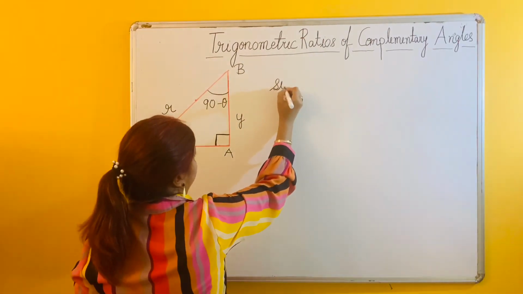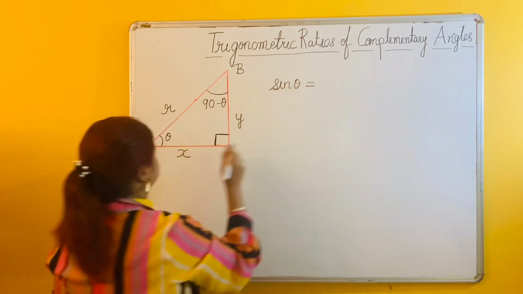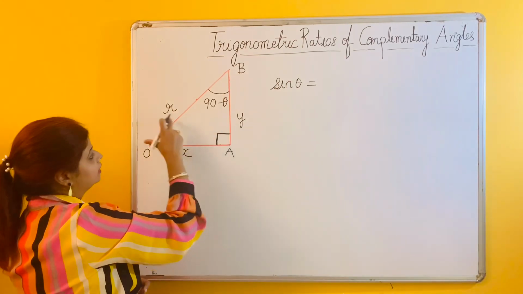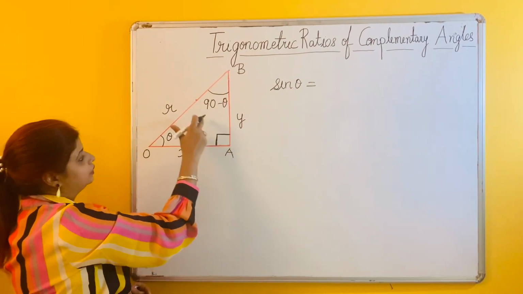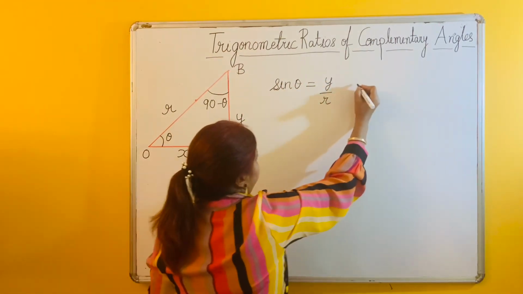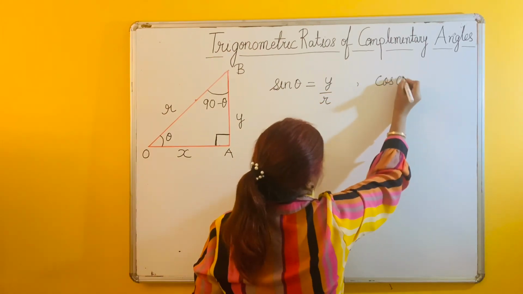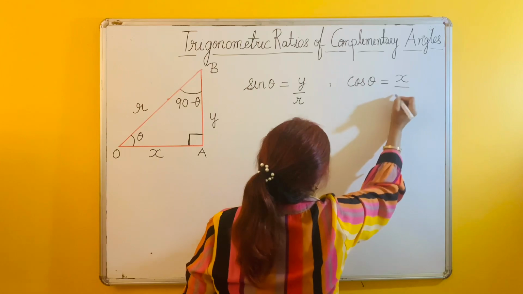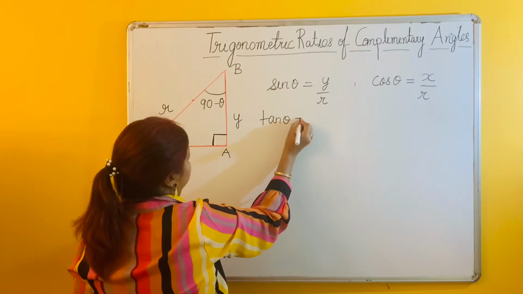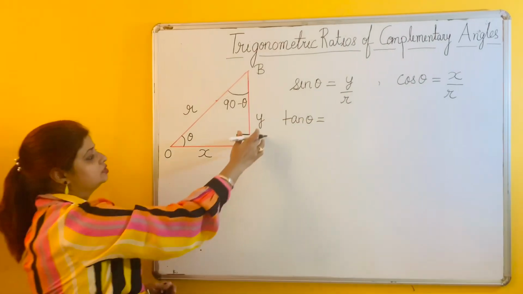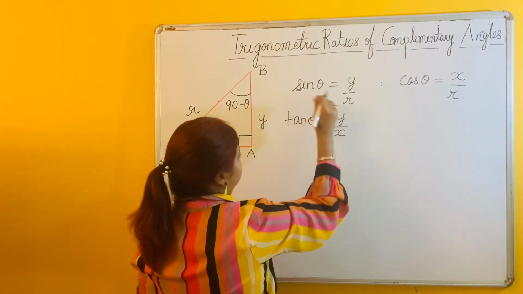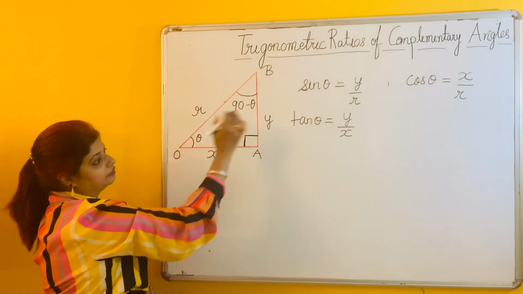So let's write it. Sine theta is the ratio of the opposite and the hypotenuse, or the perpendicular and the hypotenuse. So it is y by r. Similarly, you can write cos theta is equal to x by r. And obviously tan theta is the ratio of sin theta and cos theta, and also it is the ratio of opposite by adjacent, which is y by x. So using these measurements, you can find these three ratios.